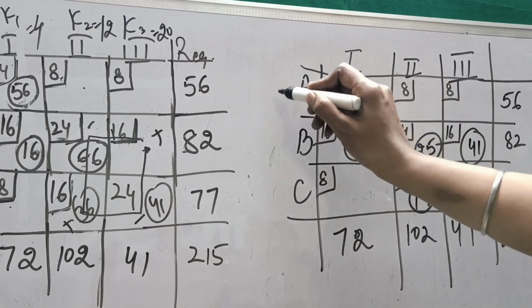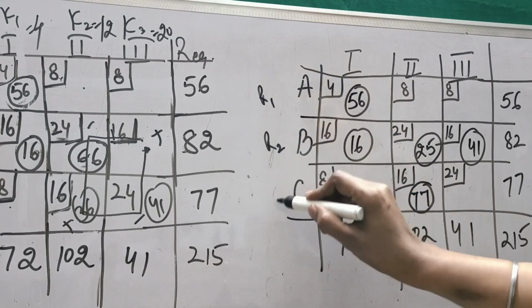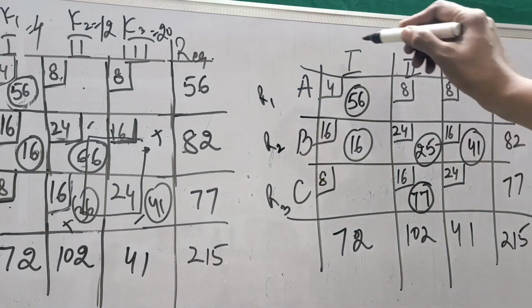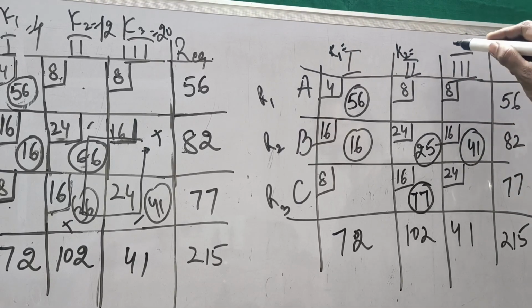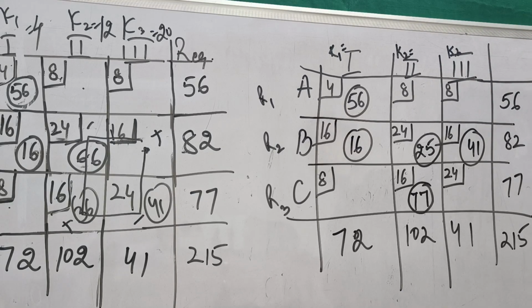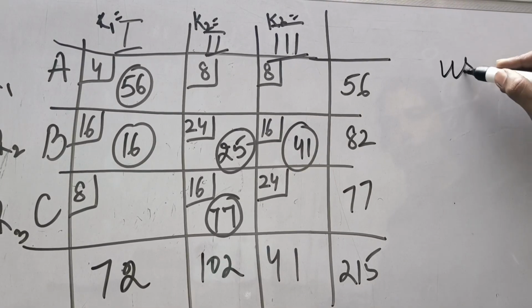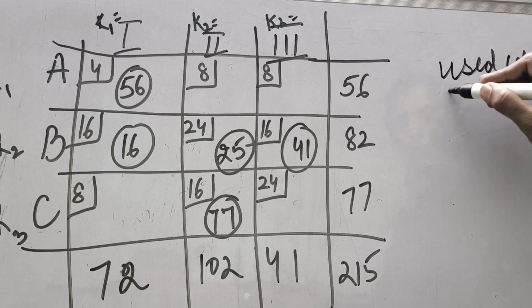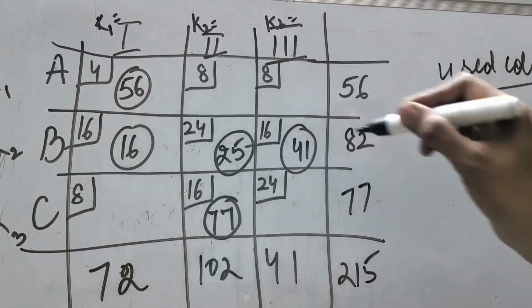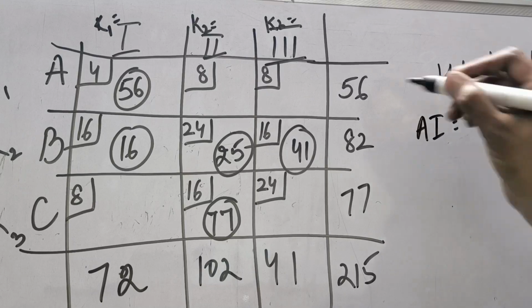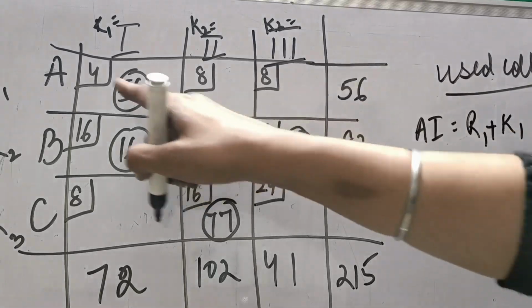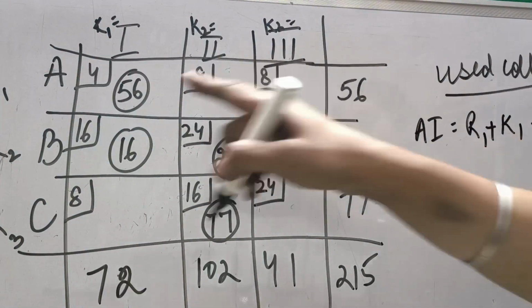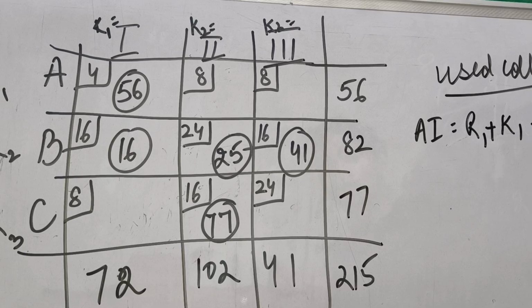So now let us put their names again. Let this be R1, this is R2, and this is R3, and above it is K1, this is our K2, and this is our K3. Now again we have to start with the used cells. So our used cells means our stone squares. So this is the first used cell, A1, and this cell has been made by R1 plus K1, and its transportation cost is rupees 4. So our first equation has been made.